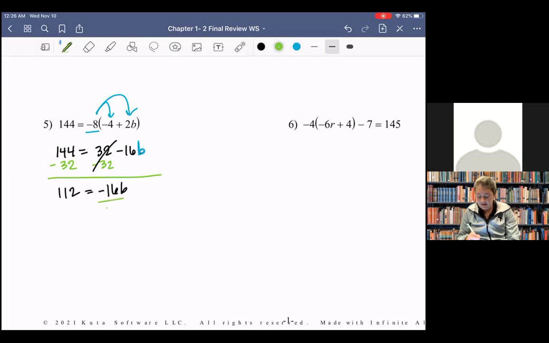Then I divide both sides by -16, and we get b equals, well, I have to double check this one because I'm too tired and I don't remember what that would be. I'm going to double check on my calculator. I'm going to be careful to do 112 divided by -16. I get -7 as my final answer. So b equals -7.